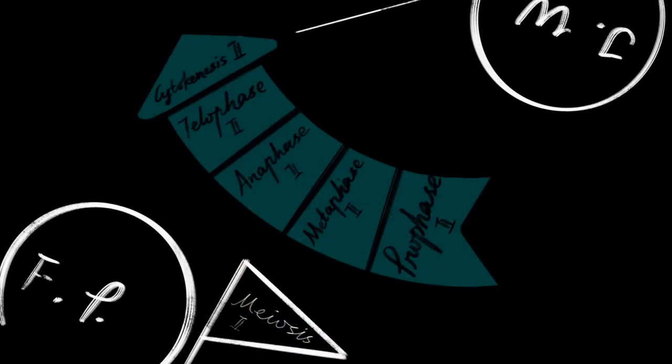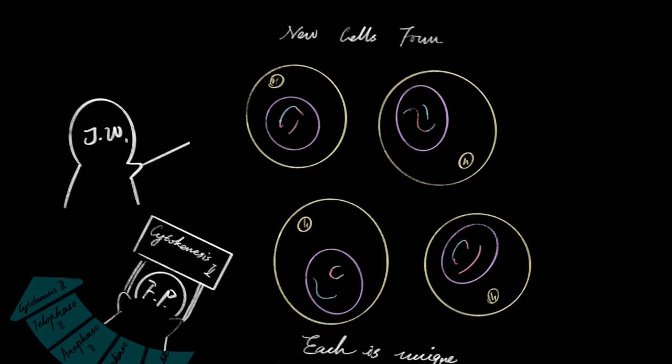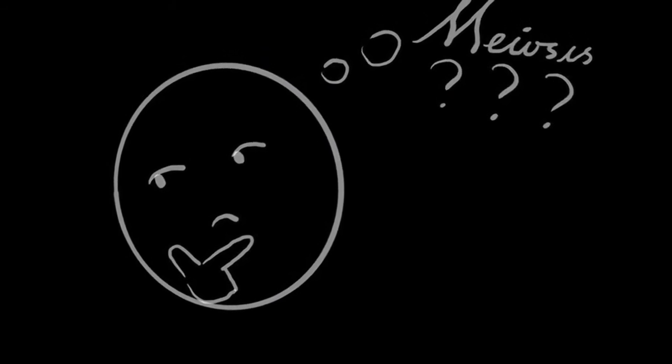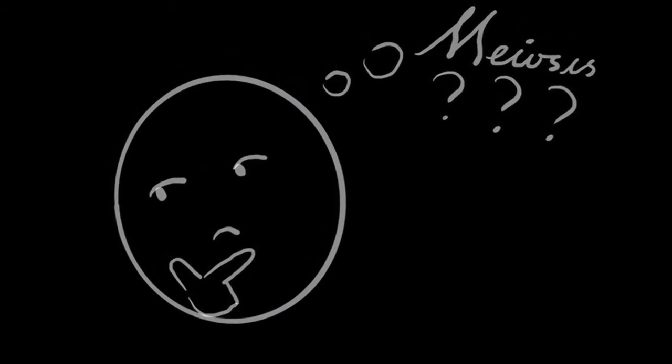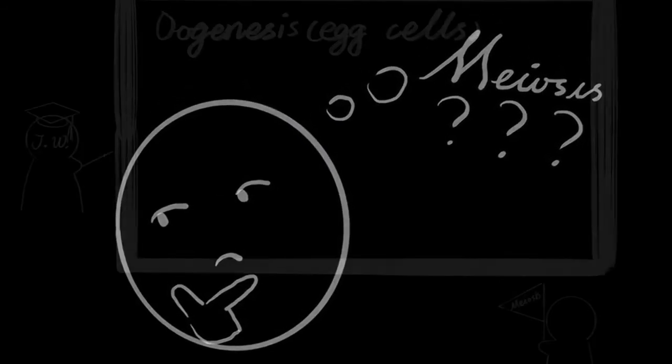And finally, for the last step, cytokinesis 2, it unsurprisingly acts as before, with the division of the cytoplasm. However, this time, it has the creation of 4 new unique haploid cells. So now, after all that, what was the point? Why did we have to go through all that twice instead of just going through meiosis, which only does it once?